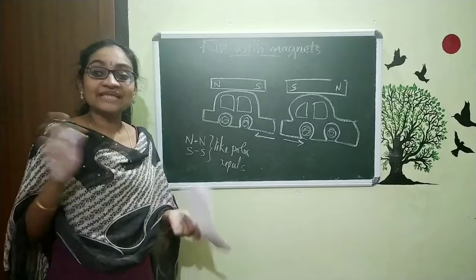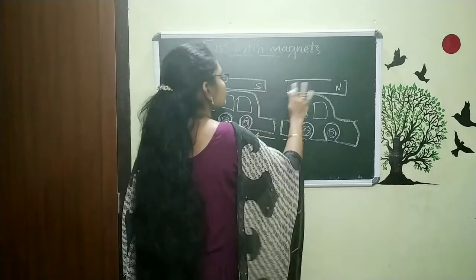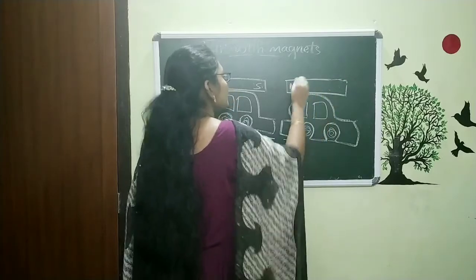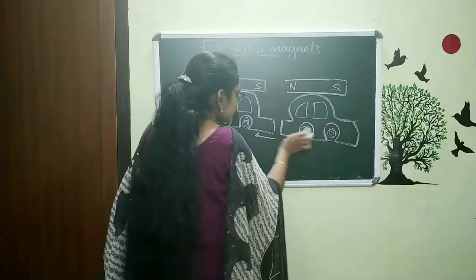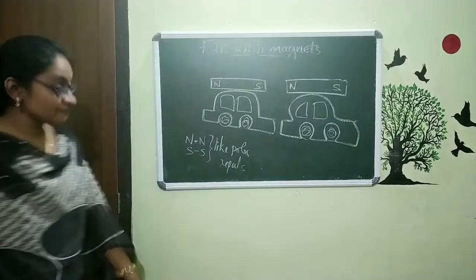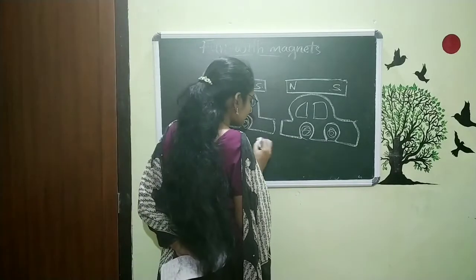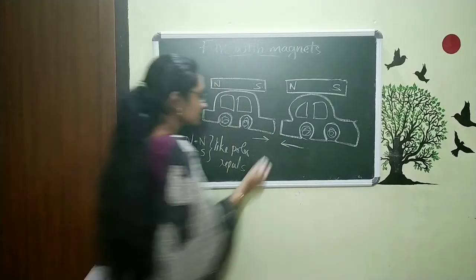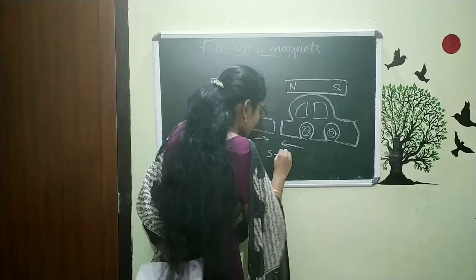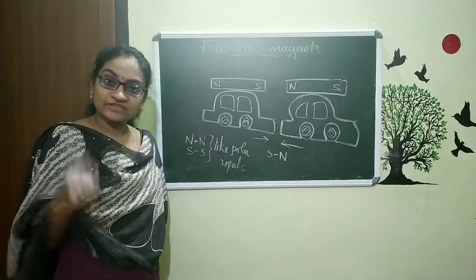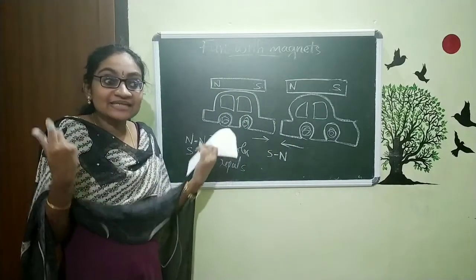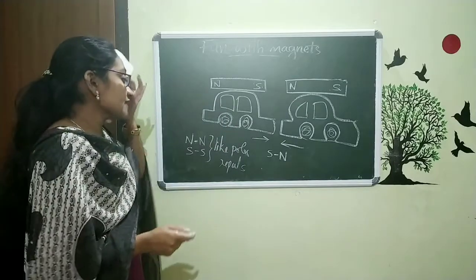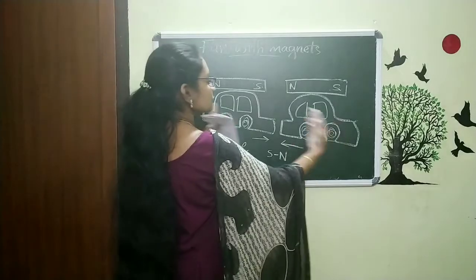So this is north and north, south and south. And now I am going to change the poles of our magnet. Now I am just placing this north here and south here. Now our result is something different. That means you can see this is just moving towards and this is just moving towards. That means south and north. When the different poles are coming together, they are just moving towards each other.